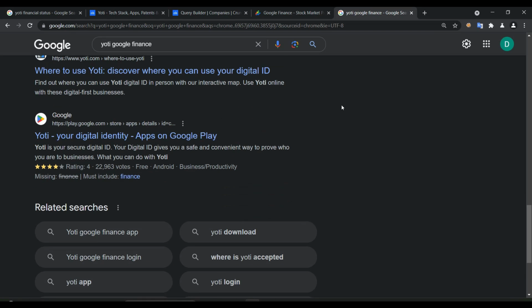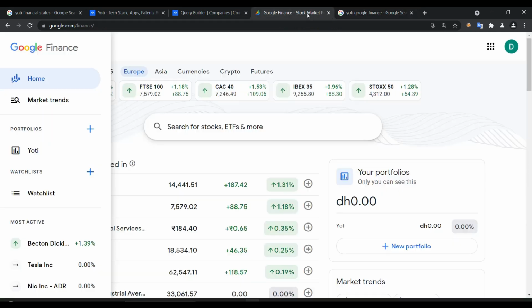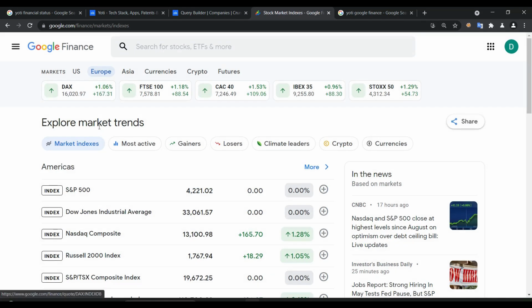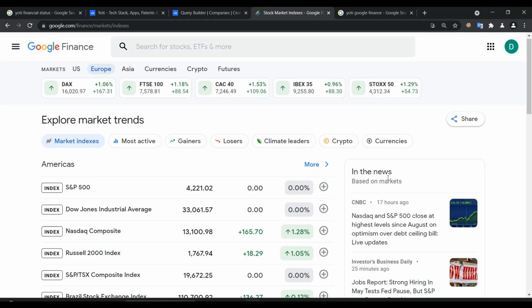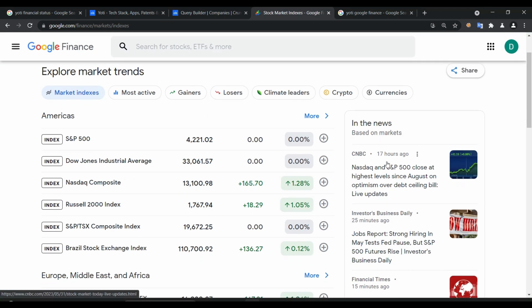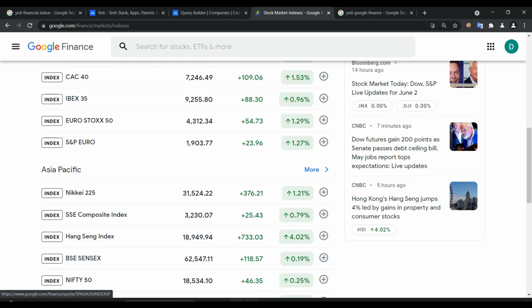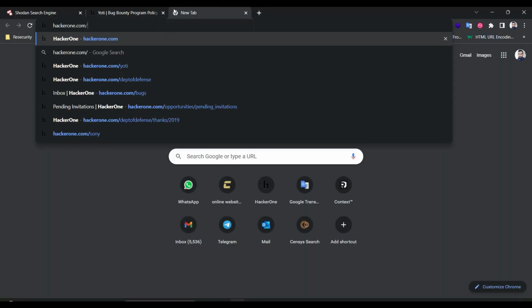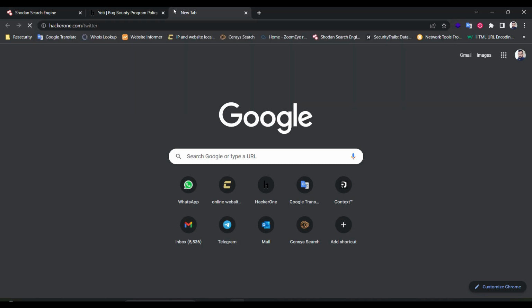Well, we didn't identify anything, so it is fine. Market trends, let's see what is there here. Any news about the finance? But let's say we want to target an important company like Twitter, which I already hacked before.